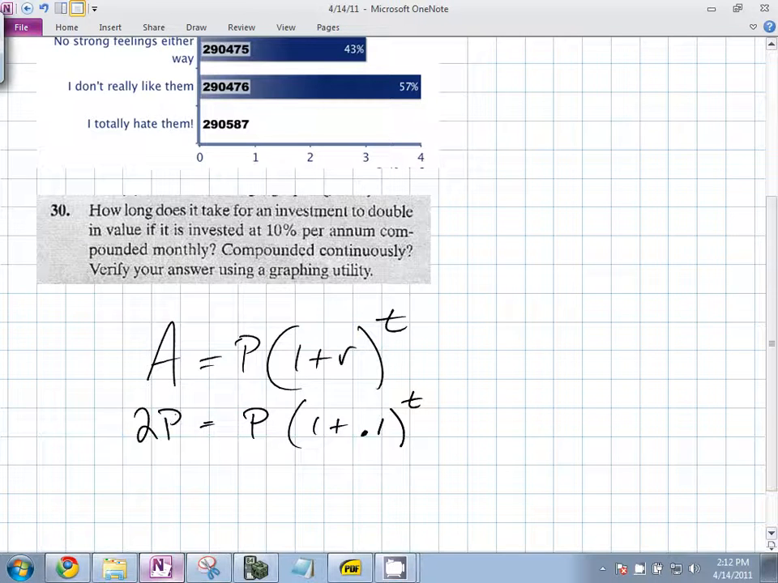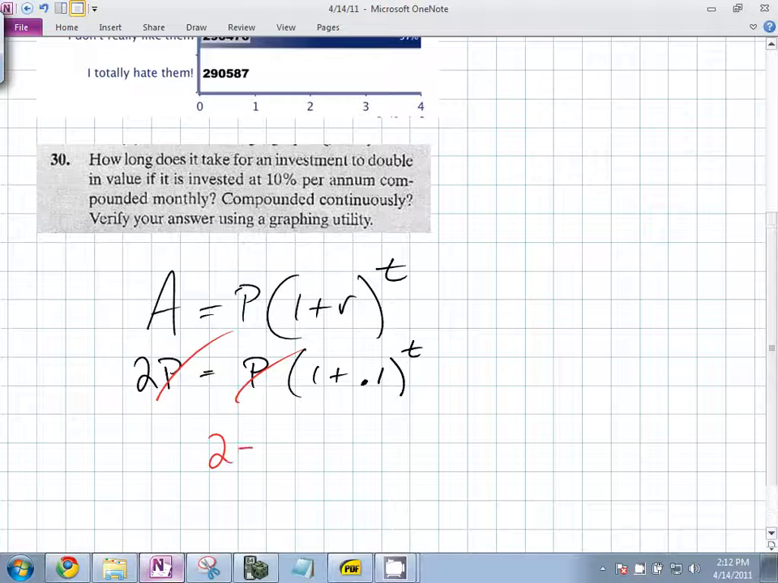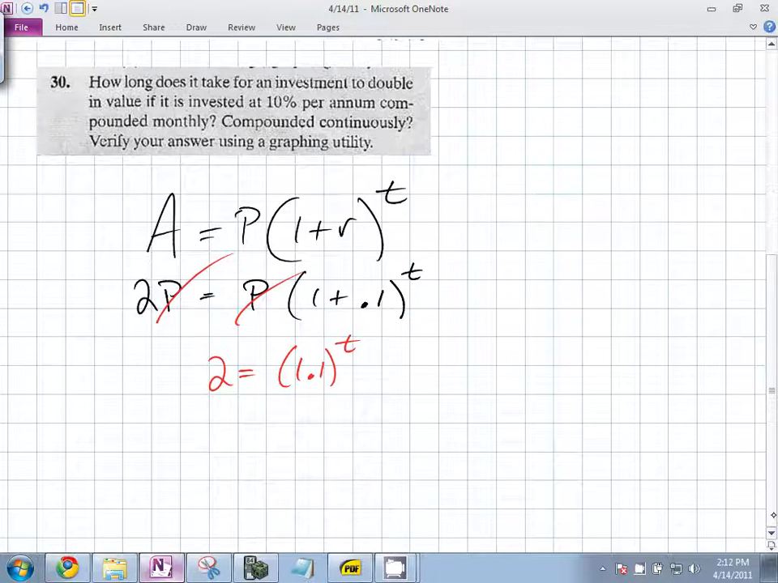2p. What cancels from both sides? P. So you end up with 2 is equal to 1.1 to the t. What are you solving for? T. That's it. What form is that in? It's in exponential form. Good job.